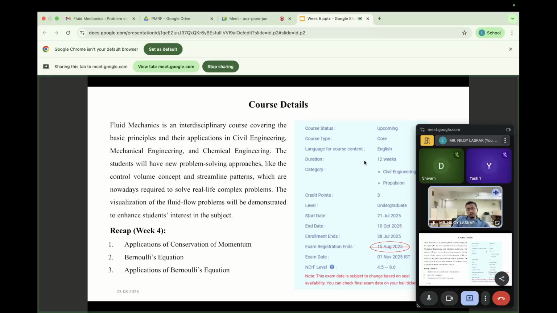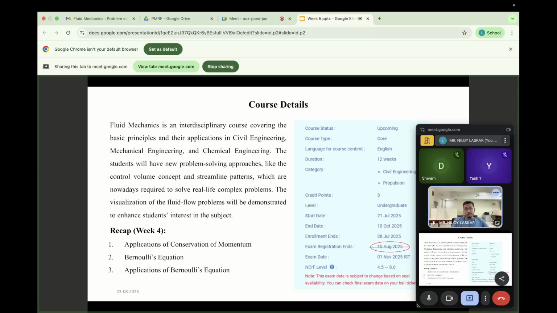I'll first elaborate a little about the course details and why this course is important. In our everyday life, every phenomenon we observe, like water flowing through a river or a wind tunnel, is based on the concept of fluid mechanics. If you need to solve a real life problem, the concept of fluid mechanics is quite important. That's why we study this course. It's an interdisciplinary course for civil, mechanical, chemical, and others.